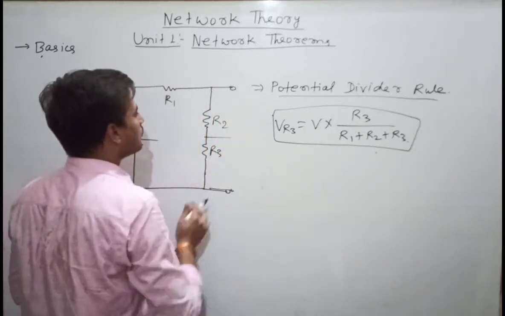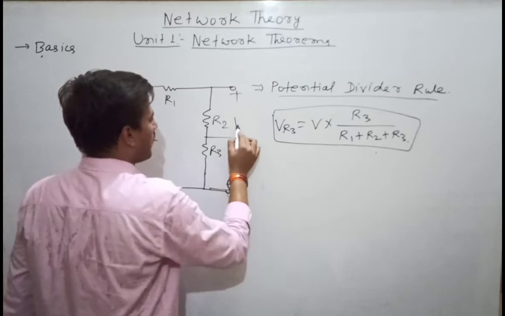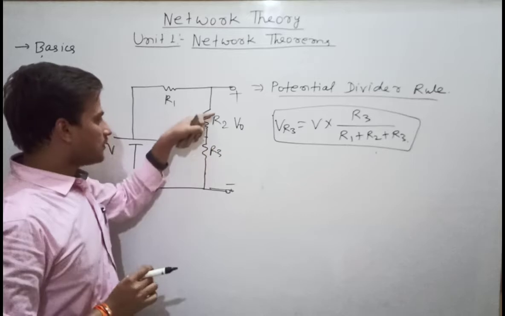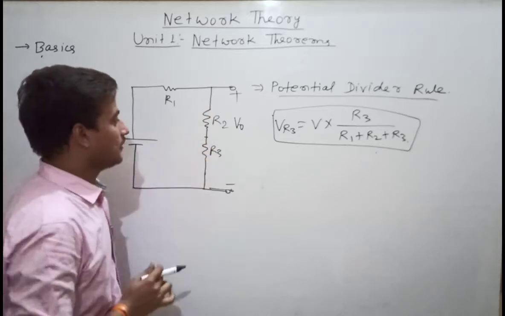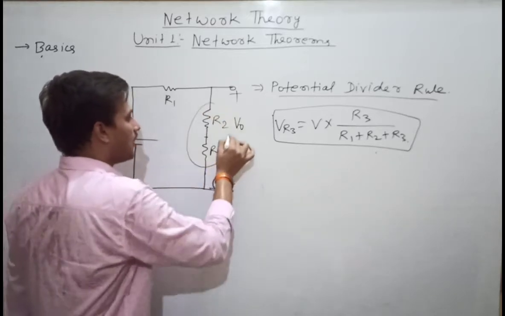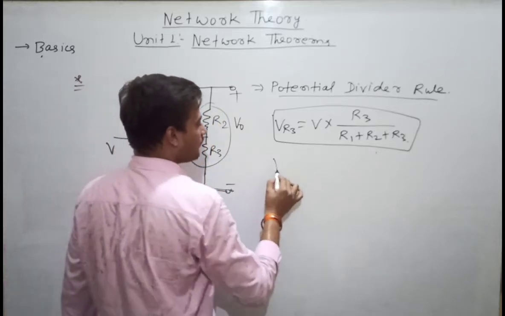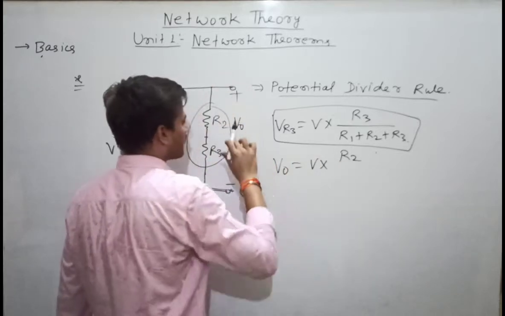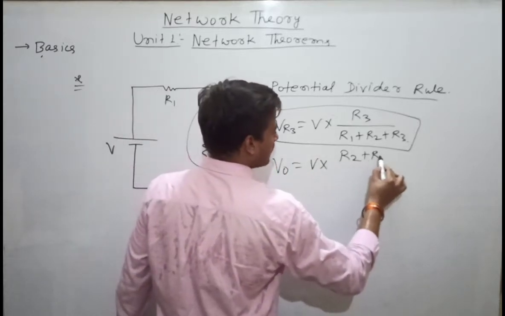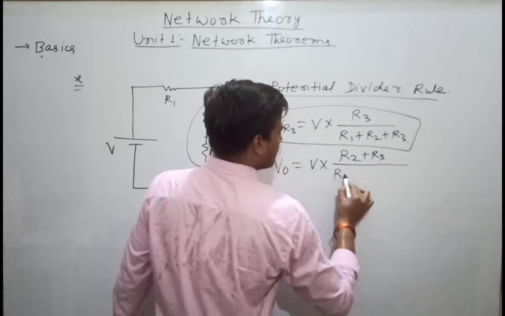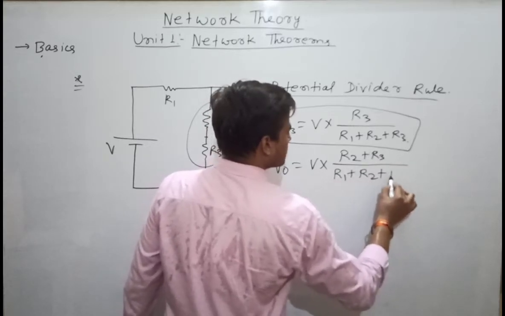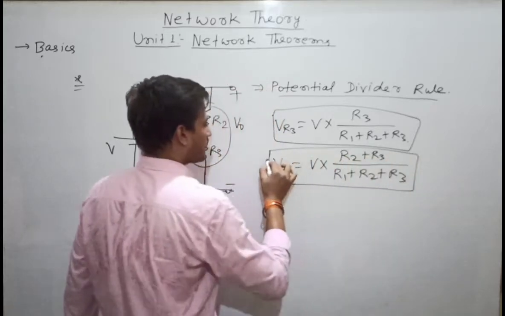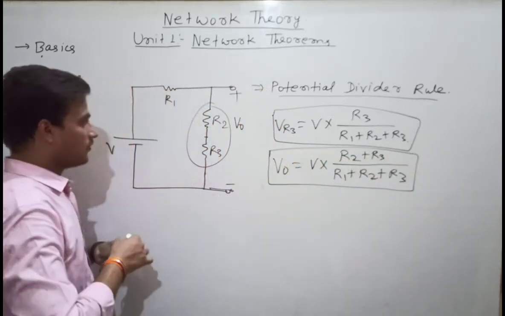Now somebody says this is the voltage V0 and you have to write the expression for V0, that means the voltage across both resistors R2 and R3. Here the total resistance will be R2 plus R3. So you write V0 is equal to V into the total resistance across this terminal, that is R2 plus R3, divided by R1 plus R2 plus R3. So this will be the value of V0. Clear?